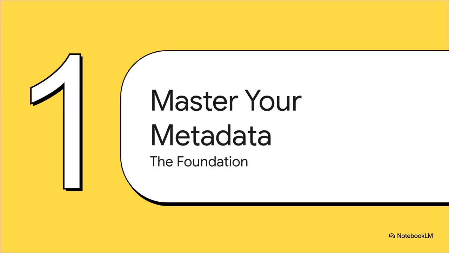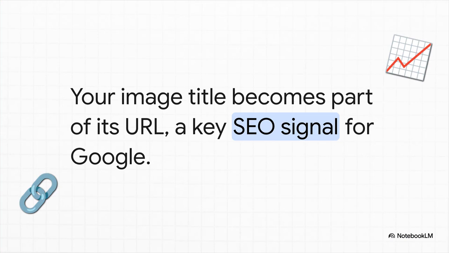But before we go venturing off platform, we have to perfect the foundation, right where it all begins, inside Adobe Stock itself. Mastering your metadata isn't just about checking a box. It is the most critical first step you can possibly take. Okay, here is a super simple trick, but it has a huge impact. Your image title on Adobe Stock literally becomes part of its web address, the URL. And for Google, that's a massive SEO signal.